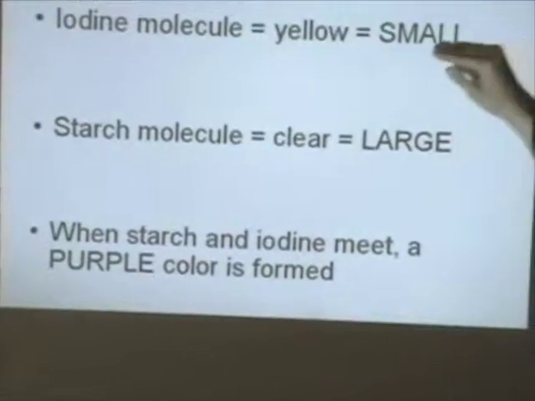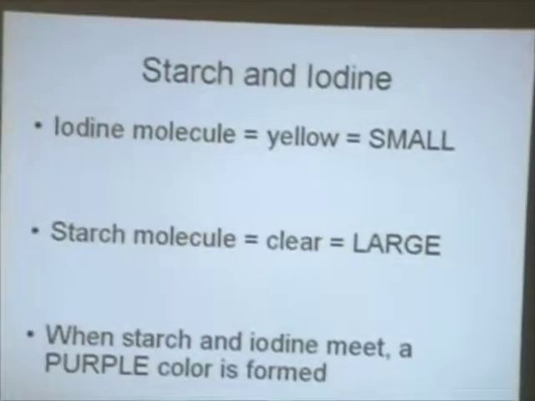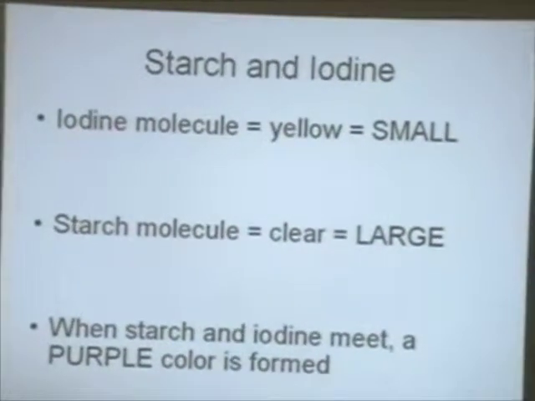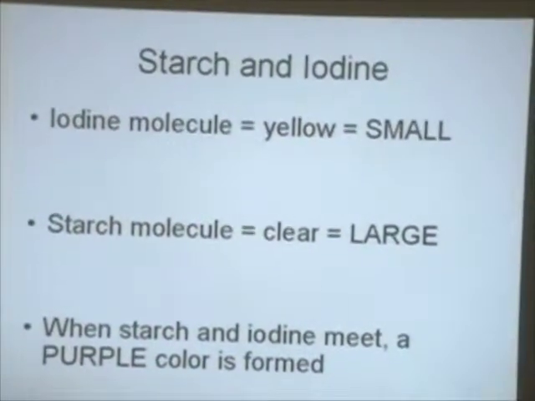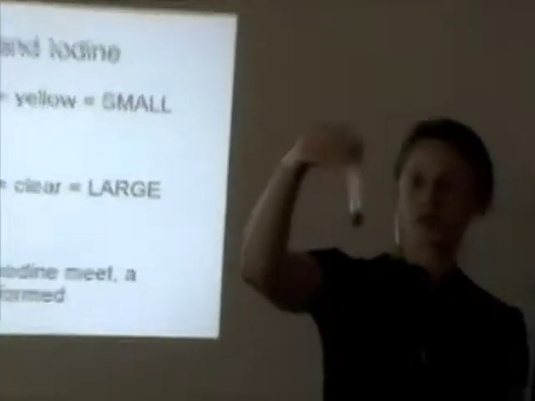So we can call iodine an indicator of starch, because it will turn purple when it's in the presence of starch. Here's what iodine looks like in a test tube. You see it has kind of a yellowish-reddish color. Starch, on the other hand, is clear when it's in a liquid test tube.